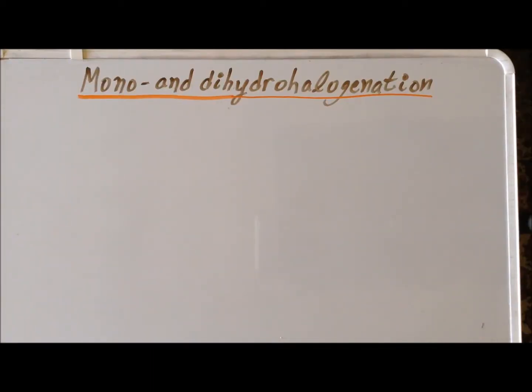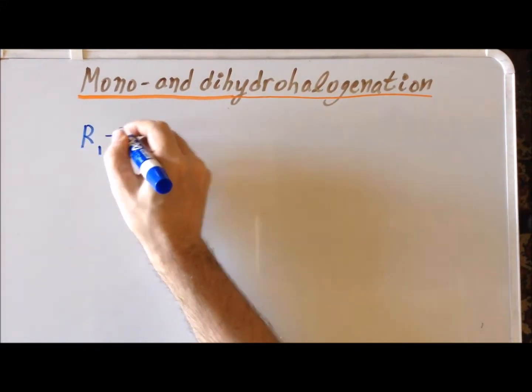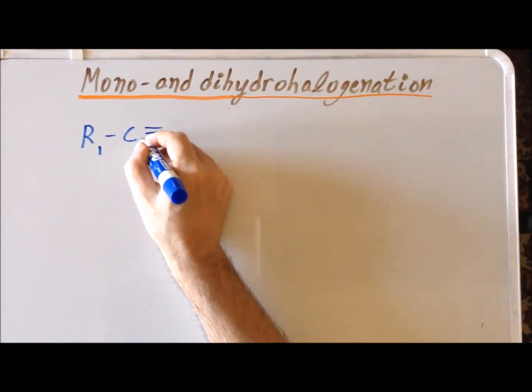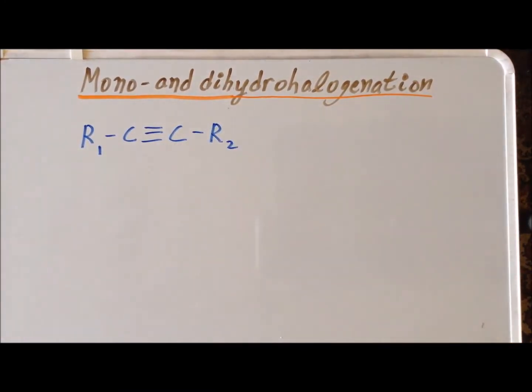Hello. In this video, we are going to discuss the mono and dihydrohalogenation of alkynes. Recall that an alkyne has the general formula R1, then a carbon-carbon triple bond, and R2, where R1 and R2 can be different or the same. They can be hydrogens or they can be alkyl groups.